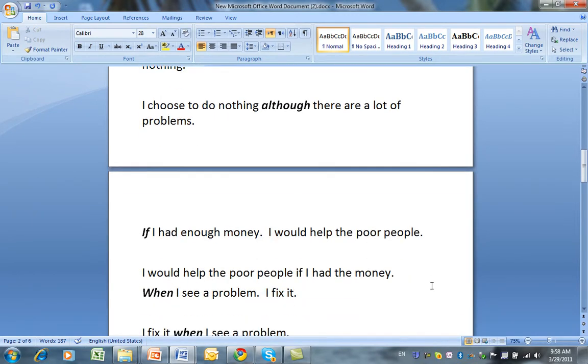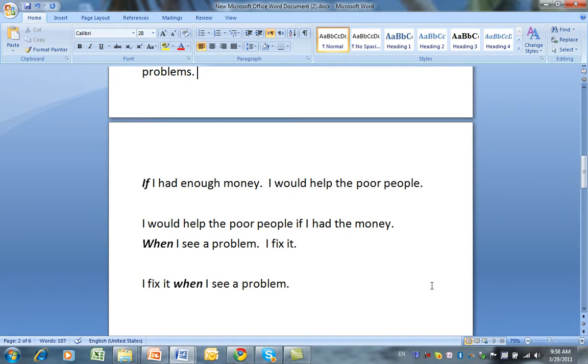Try another one. If I had money, full stop, I would help the poor. Is this okay? No, it's not. The subordinating conjunction is in the middle, but it should be in the beginning, then a comma. If I had enough money, I would help the poor people.